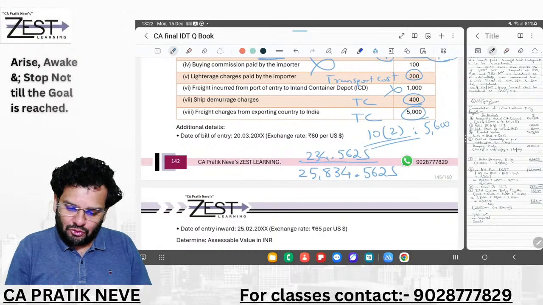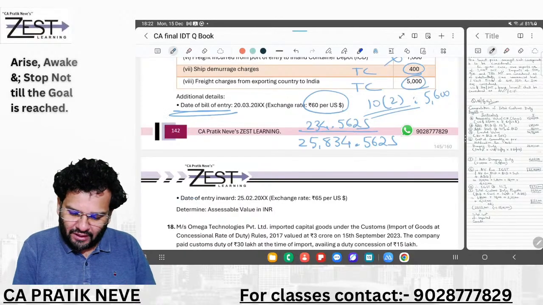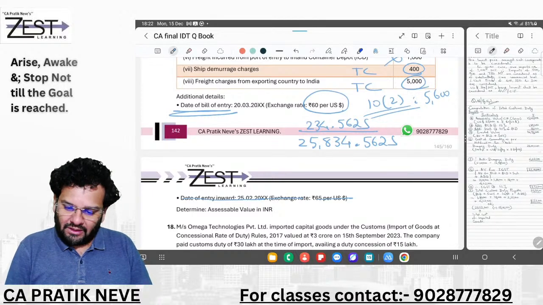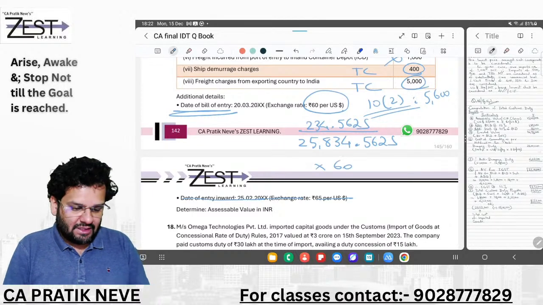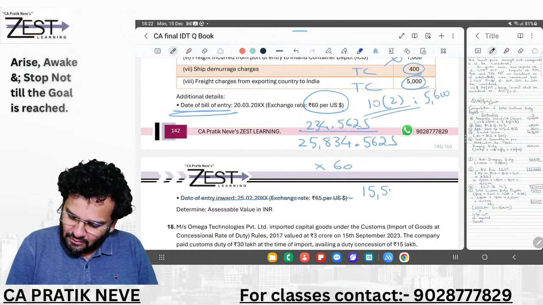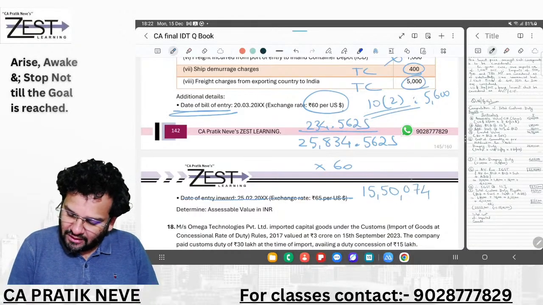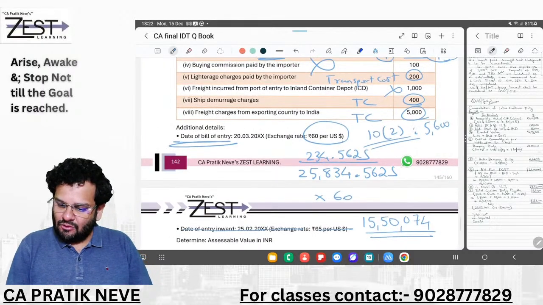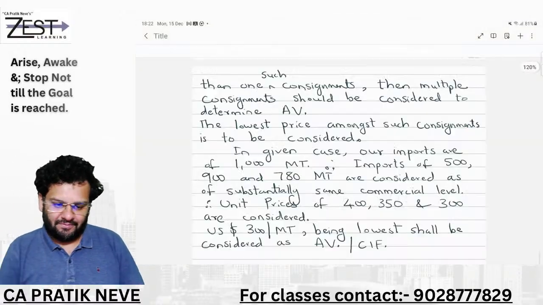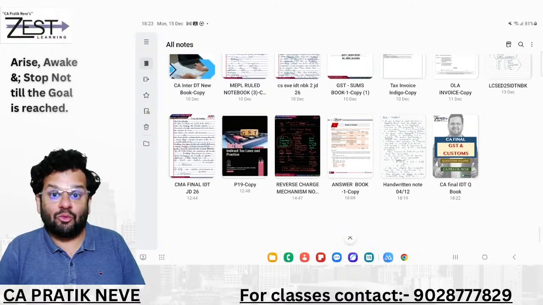Please convert it into rupees by applying the rate of exchange as on the date of the bill of entry, not as on the date of entry inward. So it is 60. Multiplied by 60, you will get the assessable value as 15,50,074. Check whether you are getting 15,50,074. If yes, then I am going to give it to you as compulsory homework.